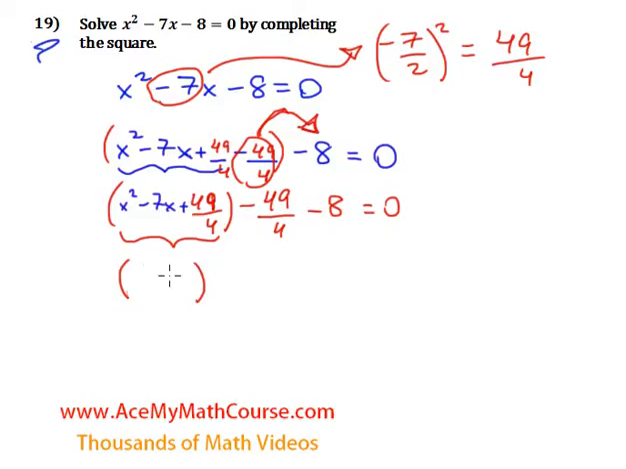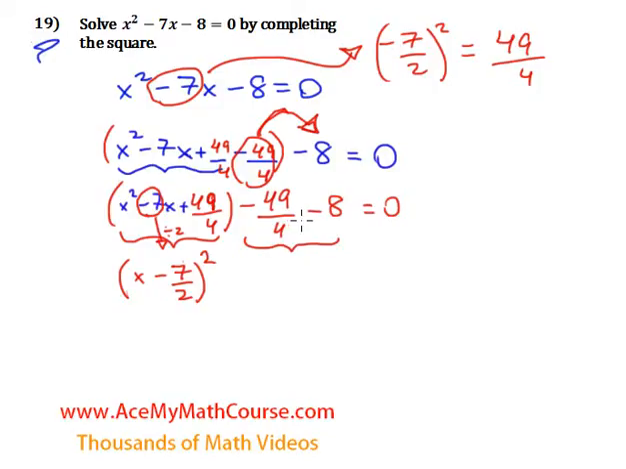What is it going to factor to? You can put an x here. To factor it quickly, since we know it's a perfect square trinomial, I can take the negative 7 and divide it by 2. So negative 7 over 2, and that's squared. Now I just want to combine the negative 49 over 4. We're subtracting 8.